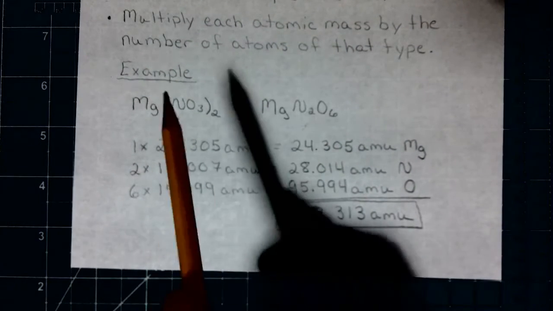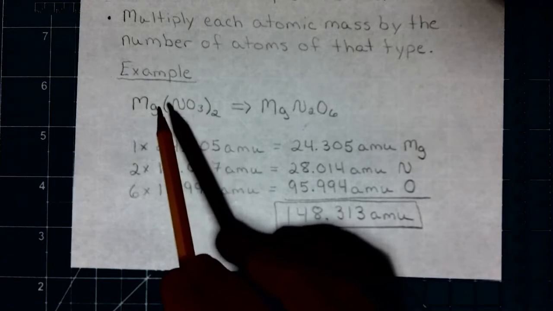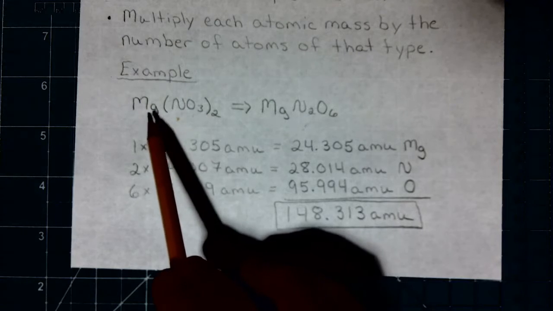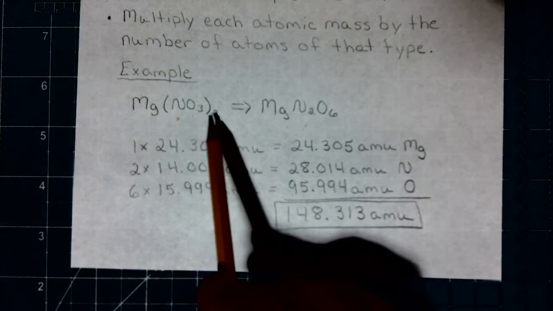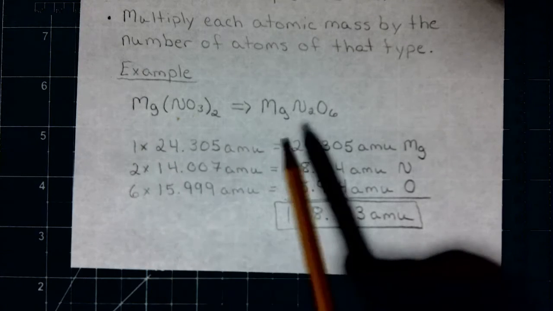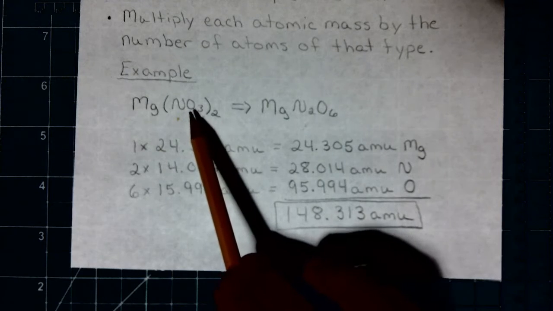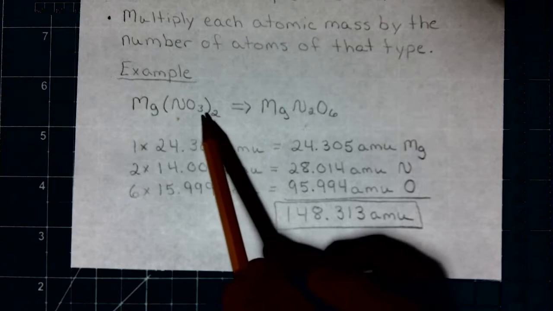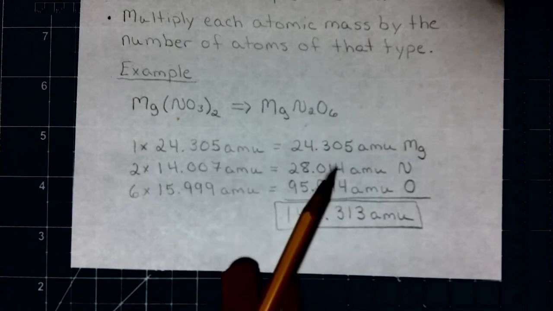So let's do an example here. If we have magnesium nitrate, remember this is a polyatomic, and we're saying there's 2 of these NO3s on every 1 magnesium. The first thing we need to do is distribute through this parenthetical term. So when we do that, we get magnesium, we have a 1 right here. We're going to do 2 times 1 so that there's 2 nitrogens, and then we're going to do 2 times 3 to show that there's 6 oxygens.